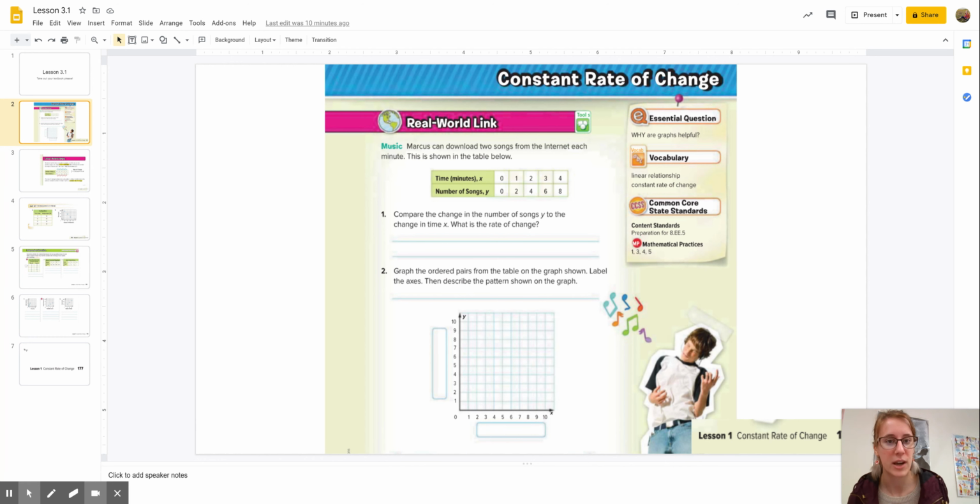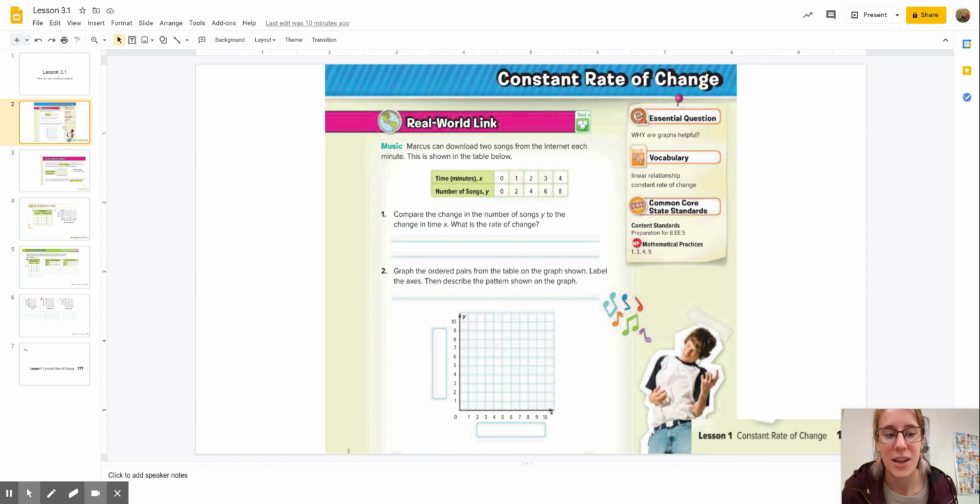So we're going to start a new chapter. This chapter is going to be all about functions. The first thing we need to learn about when we're talking about functions is the constant rate of change. When we're talking about linear functions, the constant rate of change means that the rate doesn't ever differ from whatever it is. So he can only download 2 songs each minute. It doesn't ever change to 4 songs per minute, whatever it may be. The rate is constant. That's why it's the constant rate of change.